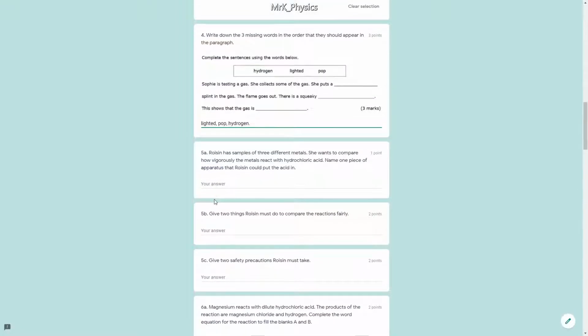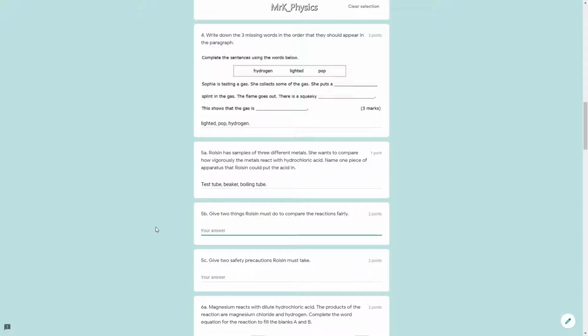5A, Roisin has samples of 3 different materials. She wants to compare how vigorously the metals react with hydrochloric acid. Name one piece of apparatus that Roisin could put the acid in. The answer that I expect from most of you is test tube. However, if you put beaker or boiling tube, I would accept those answers as well. But I say most of you did choose test tube or beaker.